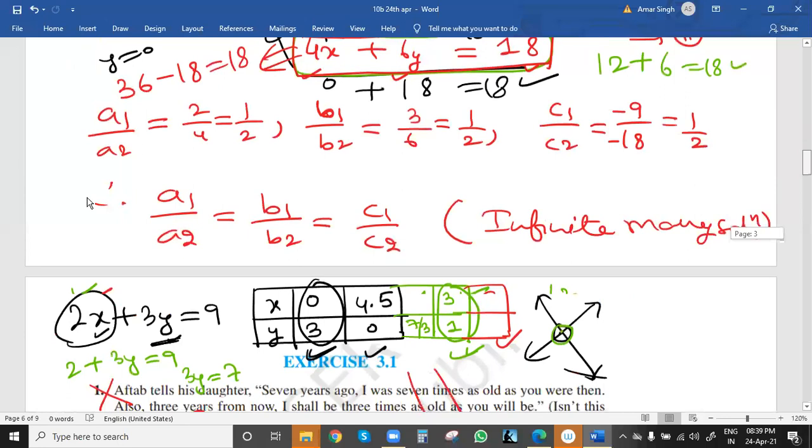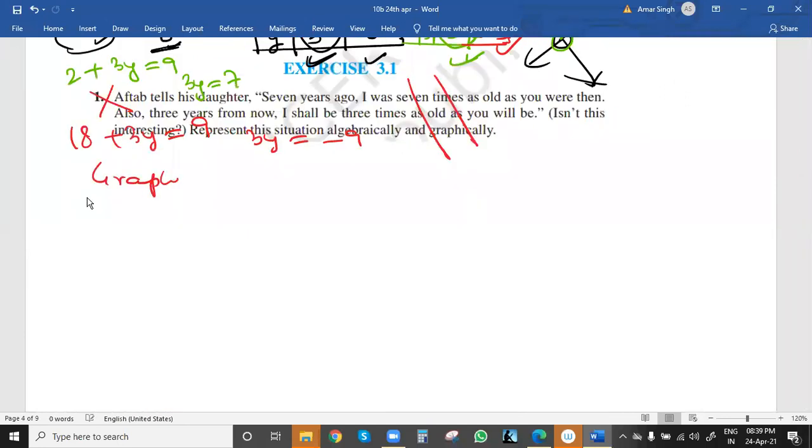So we can write graphical solution. Already we know the type of graph. Lines will come like this. Both the lines will coincide or overlap on each other, line L1 and L2.